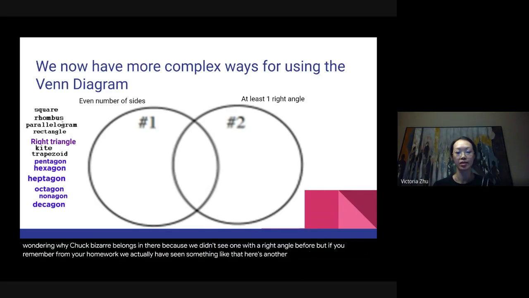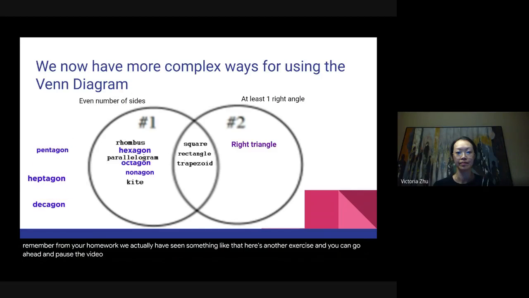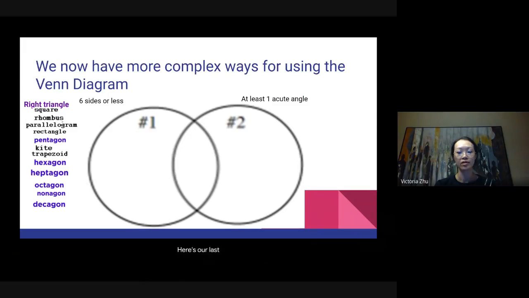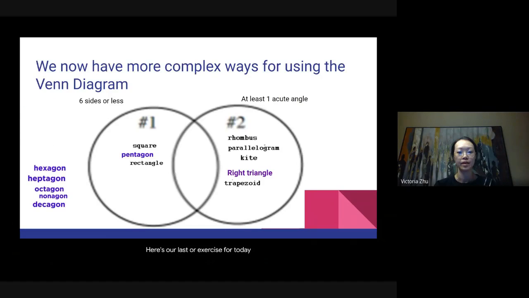Here's another exercise. And you can go ahead and pause the video. This should be your result. Let me know if I made a mistake. Here's our last exercise for today. And this should be your result. Go ahead and correct yours if you need. Write down questions as well.